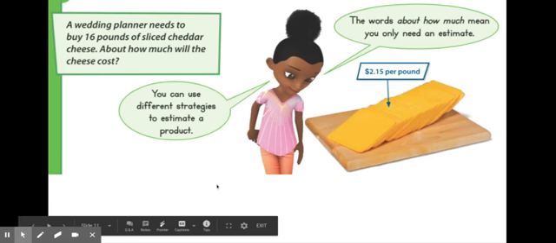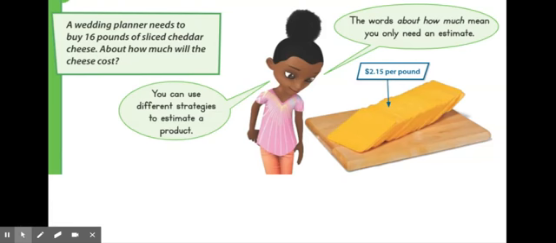This is the example from page 134 in your book. It reads, a wedding planner needs to buy 16 pounds of sliced cheddar cheese. About how much will the cheese cost? Did you catch any key words in that problem there? Pause the video and look back. Do you see any key words?